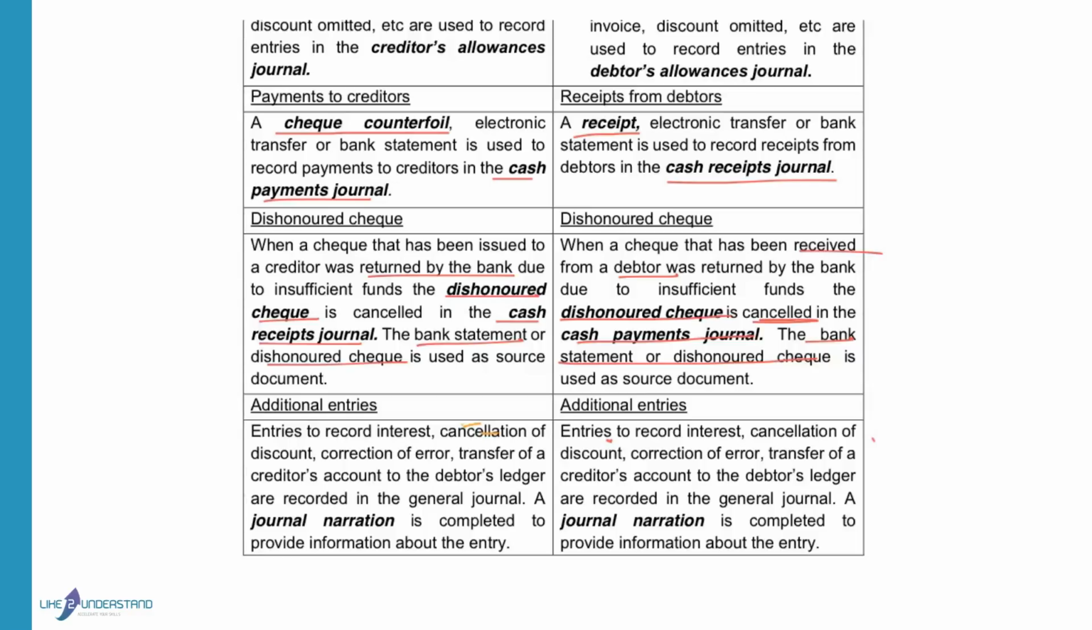So entries that we can record in the general journal are, for instance, interest that is charged on the account, cancellation of discount on a dishonored check, correction of error, transfer from the creditors to the debtors ledger. All these entries, whether it's in connection with debtors or creditors, will be recorded in the general journal, and your journal narration or journal voucher will be the source document that you will use.